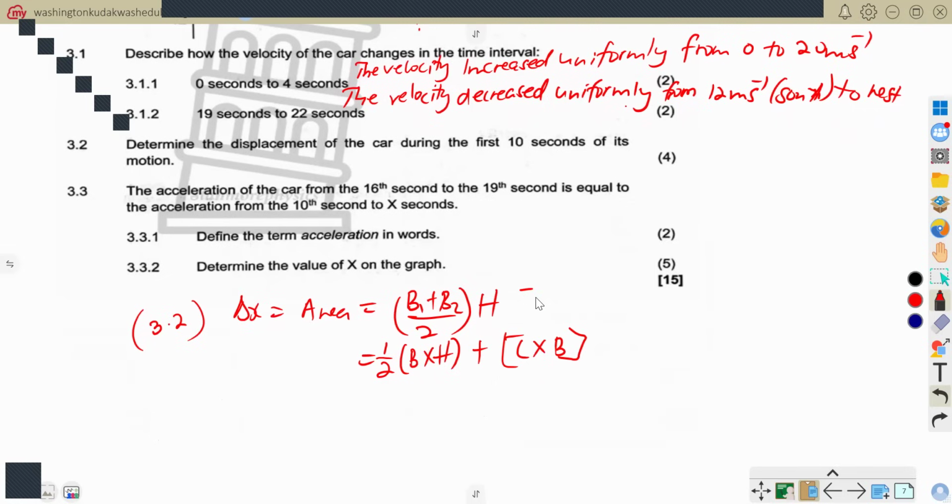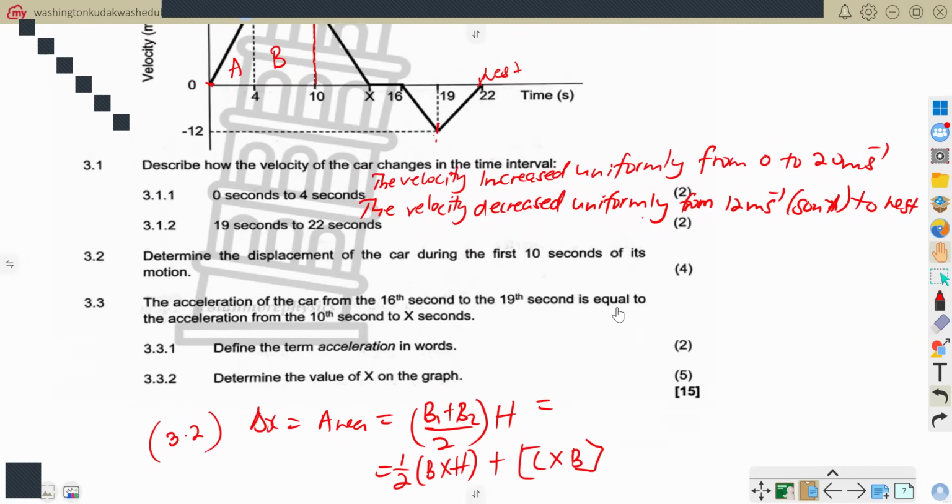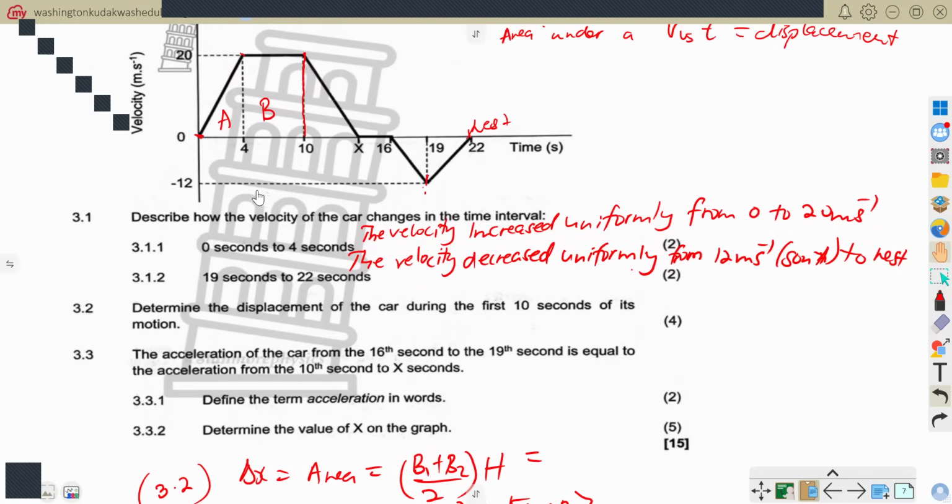So for me, I can either choose the above, which is base 1 plus base 2 times its height. I only need to determine base 1, which would be this base, 0 to 10, and base 2 would be from 4 to 10. So this one is 10, this one is 10 minus 4, that one is 6. So here I would have 10, and there I would have 6, and then my height would be just 20.